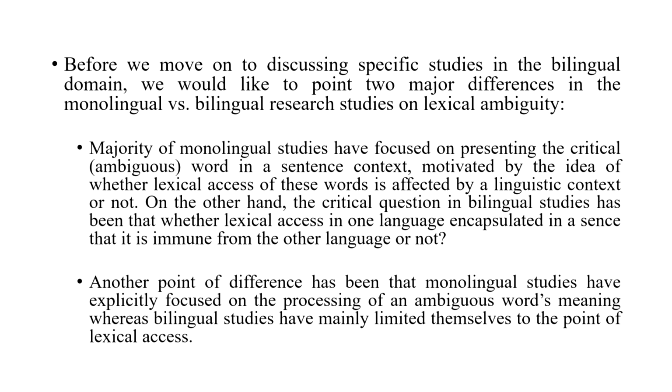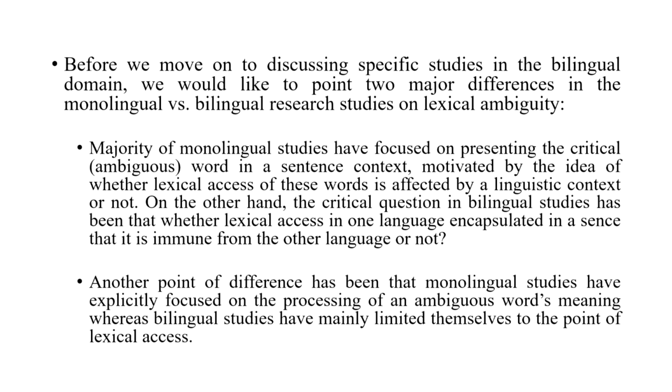Now, before we move on to specific studies in the bilingual domain, we would like to point out two major differences between monolingual and bilingual research studies on lexical ambiguity. For one, the majority of monolingual studies have focused on presenting the critical words in a sentential context, motivated by the idea of checking whether lexical access of these words is affected by a linguistic context or not. On the other hand, bilingualism research has mainly focused on lexical access within a given language, and has therefore tried to present words in an isolated form. Another point of difference is that while monolingual studies have mainly been concerned with the process of resolving an ambiguous word's meaning, bilingual studies have mainly limited themselves to just accessing the word's form, or lexical access. Let us look at some of these studies.